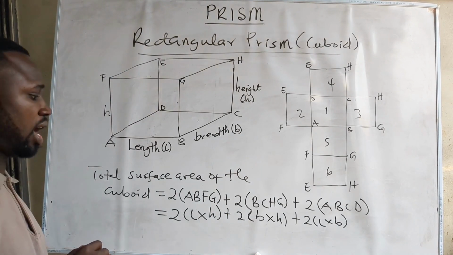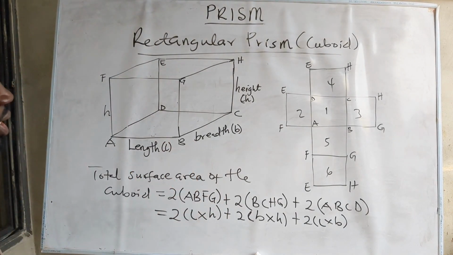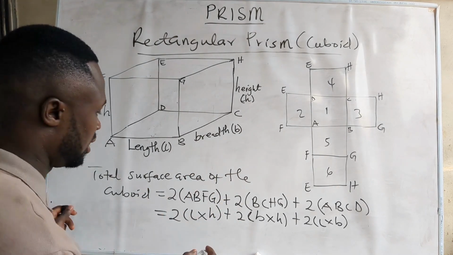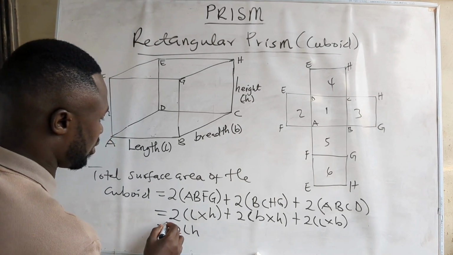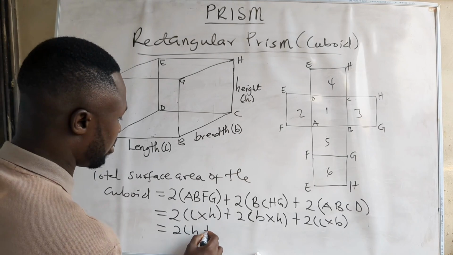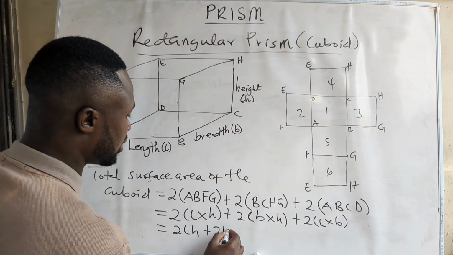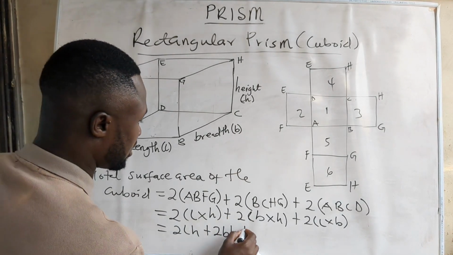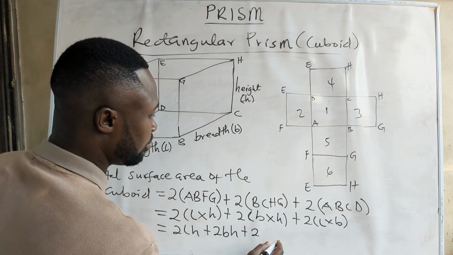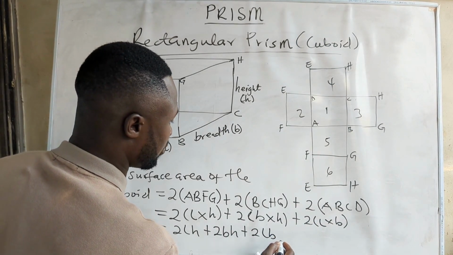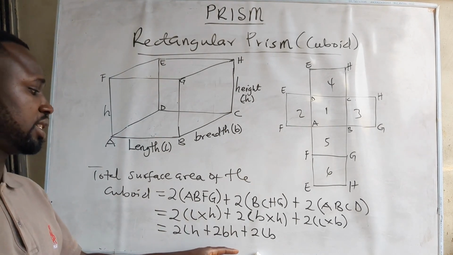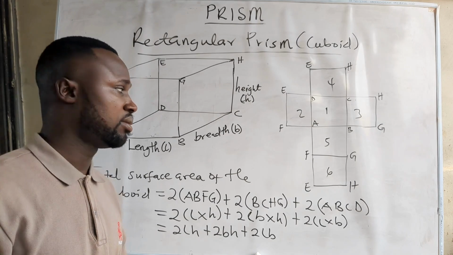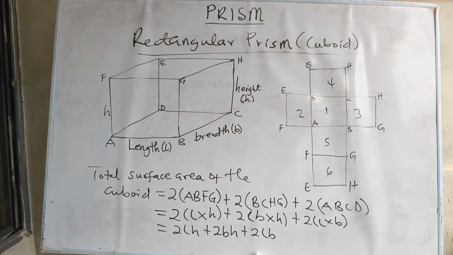So what we are going to do now is to expand. Okay. So that when we expand, I believe that that will help us to actually come by our formula. So 2LH, all right, 2 times L times H plus 2BH, all right, plus 2LB. So this is what we have here. We have 2LH plus 2BH plus 2LB plus 2LB. So this is what we have.